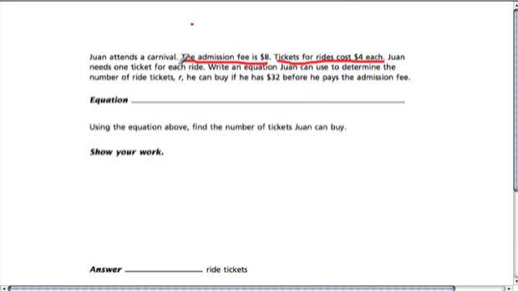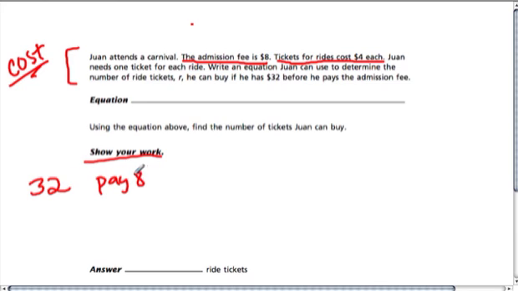Okay, so they give you an area here to show your work, and before you really dive into this, you want to focus on the fact that this is about the cost of the carnival and how much Juan can afford. And when you show your work, you might actually want to try some actual numbers here. He has $32, and he has to pay $8 to get in. So we subtract $8 from 32. So when he walks into this place, 32 minus 8 is 24. So he has $24 left after he pays the admission fee.